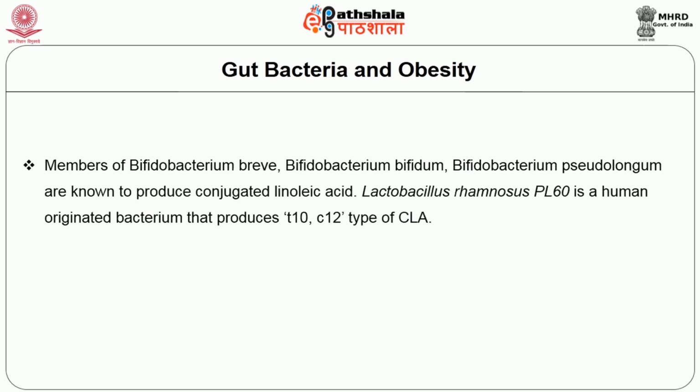Members of Bifidobacterium breve, Bifidobacterium bifidum, and Bifidobacterium pseudolongum are known to produce conjugated linolenic acid. Lactobacillus rhamnosus PL60 is a human-originated bacterium that produces the T10C12 type of conjugated linoleic acid.